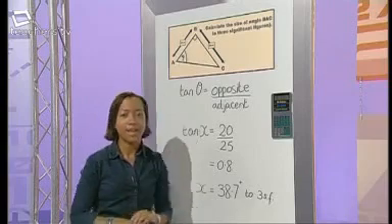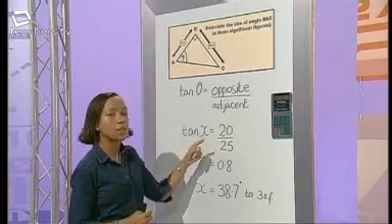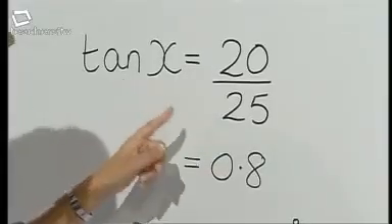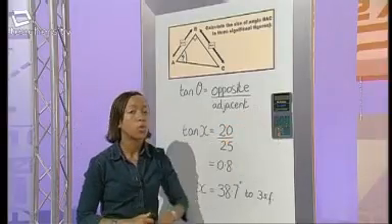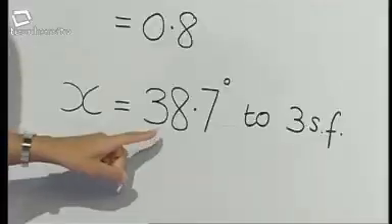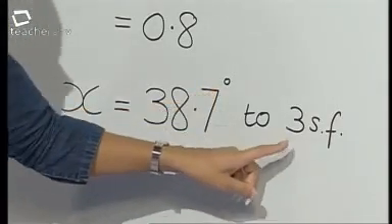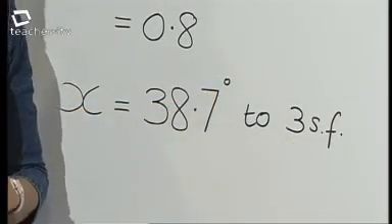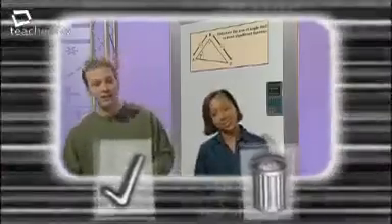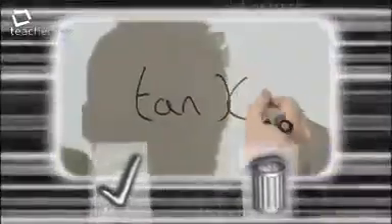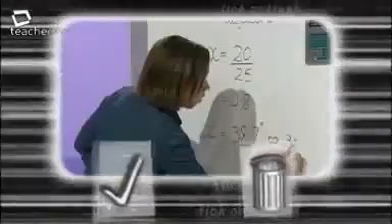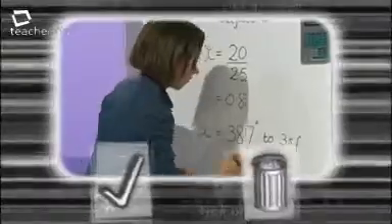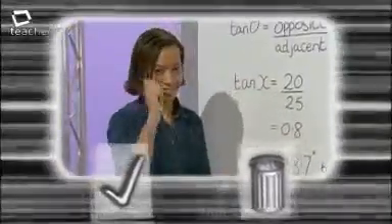So tan X equals 20 divided by 25. To find the angle X, I used the inverse tan function, which gave me an answer of 38.7 degrees to 3 significant figures. So whose working should you tick and who should you trash? Was Jamie right to say the opposite was 25 and the adjacent was 20? Or was Katie right to say the opposite was 20 and the adjacent was 25?